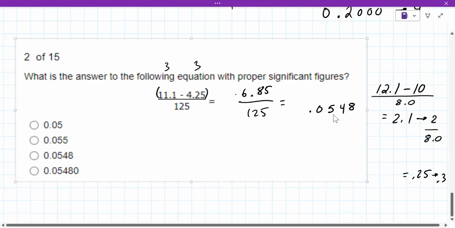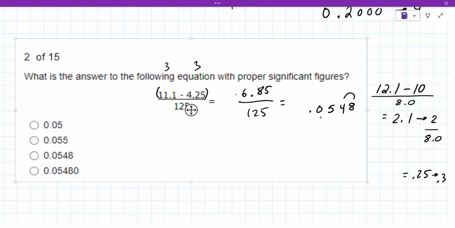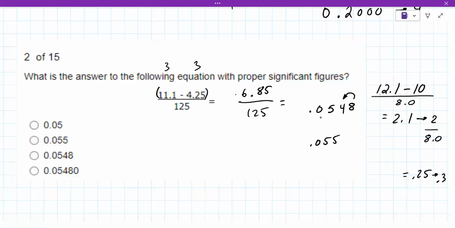Okay, and so where do you stop? Well, there are 3 significant figures in the answer. This has 4, so you have to round that 8, round the 4 up, like that.